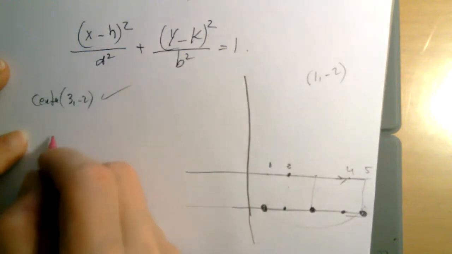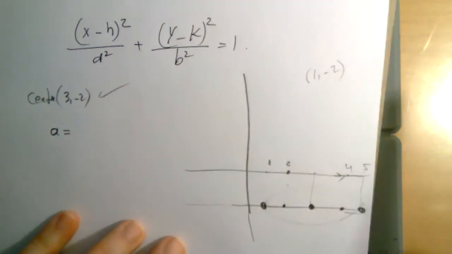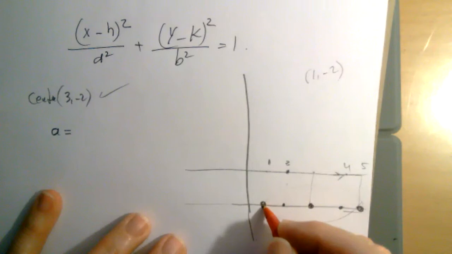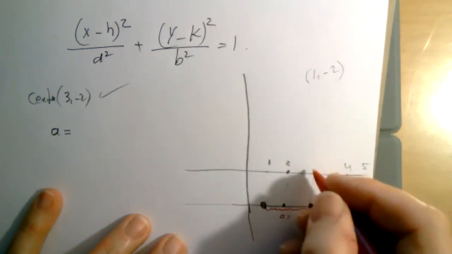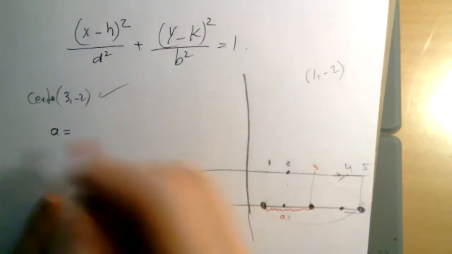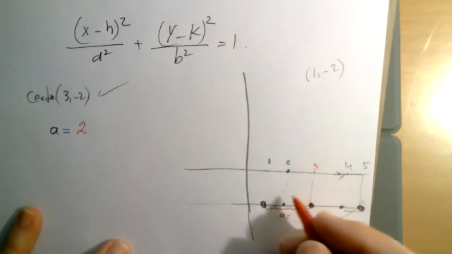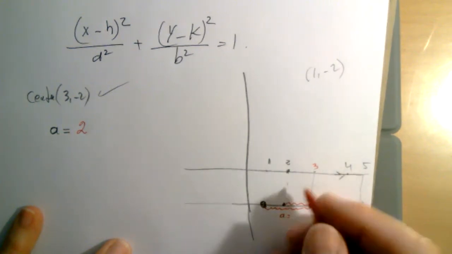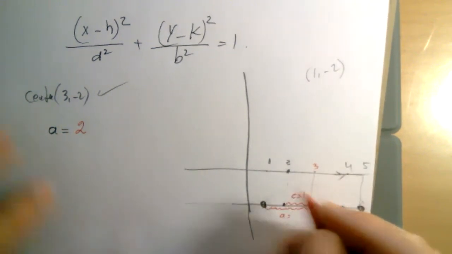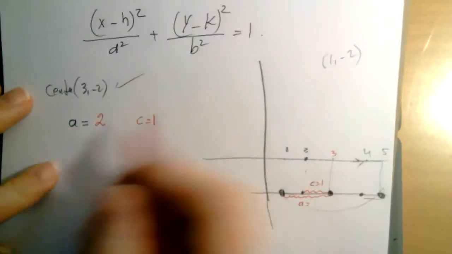Now I need a and b. What is a? The picture tells me what a is. The a is the distance from the center to the vertices. That's my a, so I know immediately what my a is. If the center is at 3, my a is 2. So it's become fairly simple. Now I need my c. Again, it's the distance from the center to the foci. So c is equal to 1.